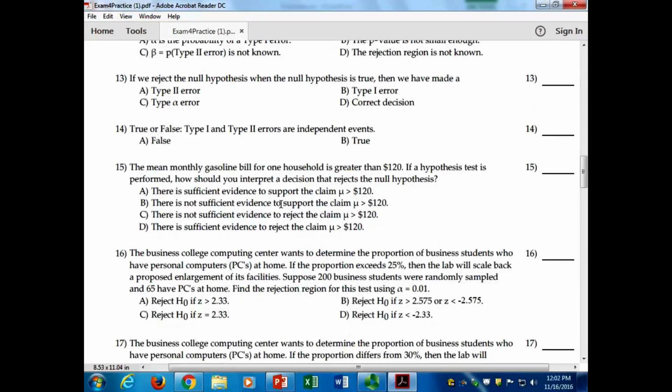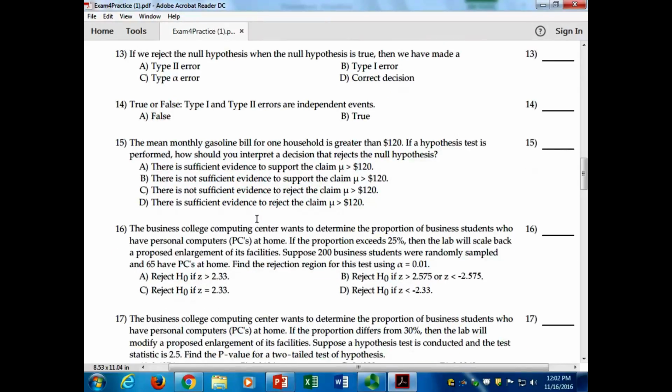But if you reject a null hypothesis when it was actually true, what did you do? You committed a type 1 error. That's right. Are type 1 errors and type 2 errors independent? Are they independent events? Yes or no, and why?